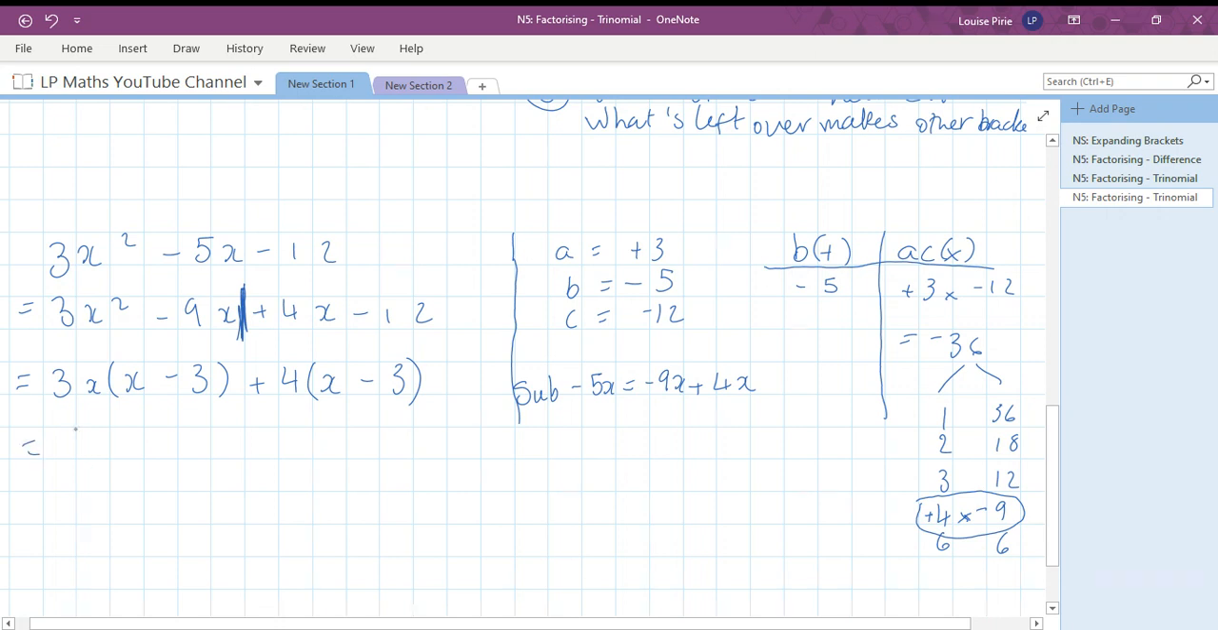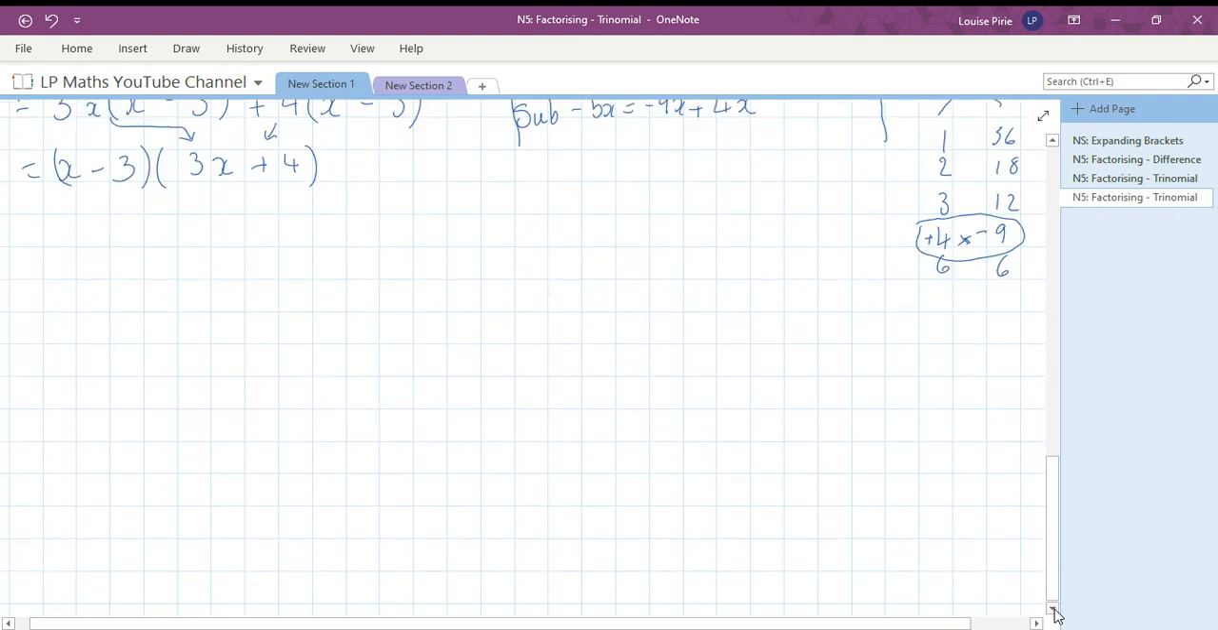What do we do now? That bracket is our common factor because it's common in both terms. So here's term 1, here's term 2. Both of these terms have a bracket in them. The bracket comes out as common factor. What's left over comes in, et voila, your answer.